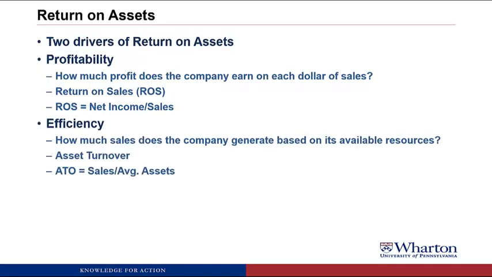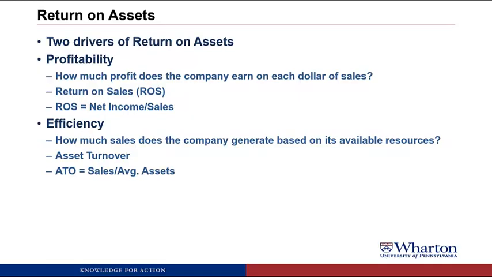The other driver of return on assets is efficiency. This answers the question, how much sales does the company generate based on its available resources? The ratio here is called asset turnover, which is defined as sales divided by average total assets. So for each dollar of assets, how much in sales does the company generate?